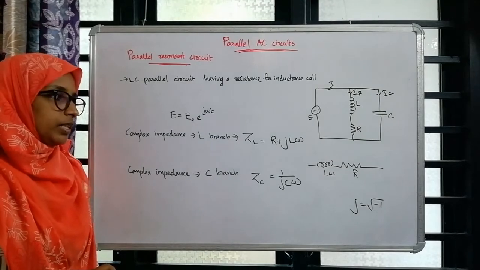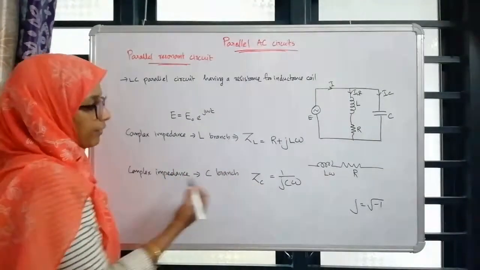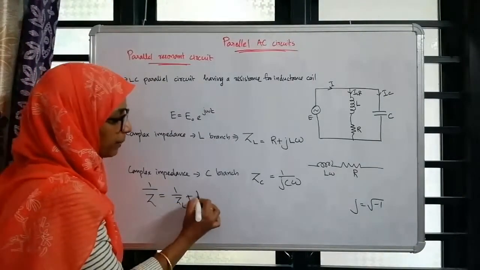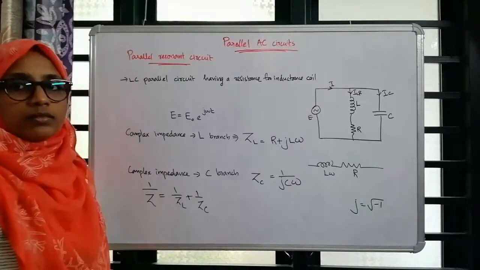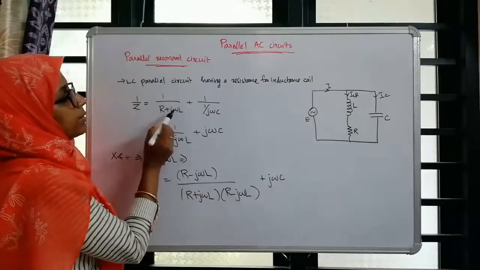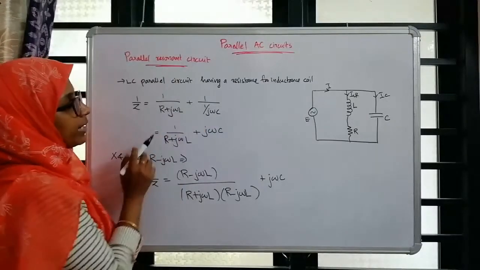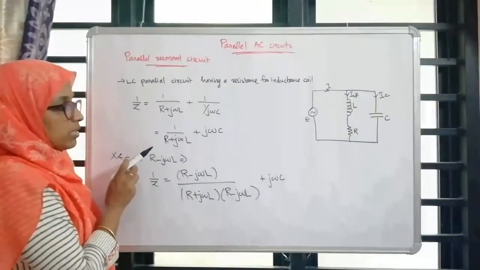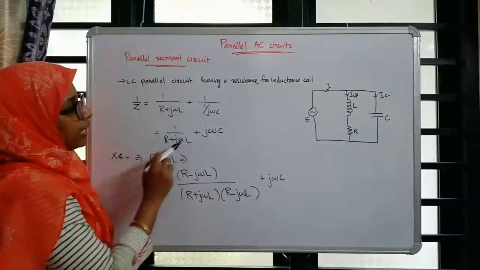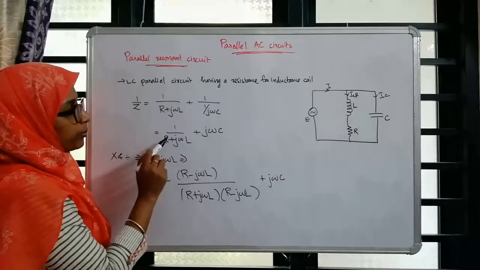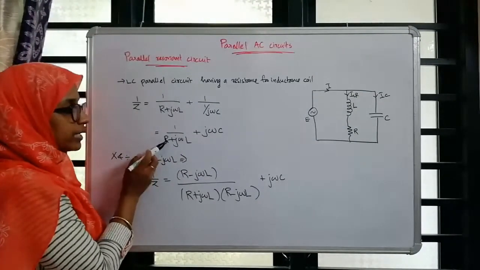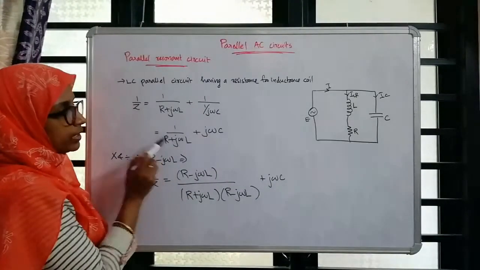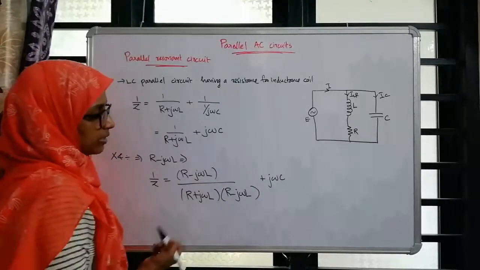Okay. Now, if we need to find the effective impedance, 1 by Z is equal to 1 by ZL plus 1 by ZC. This 1 by Z is equal to 1 by R plus j omega L plus 1 by j omega C, which can be written as 1 by R plus j omega L plus j omega C. So, I need to separate the real and imaginary parts of this term. So, I am going to multiply and divide with the complex conjugate of this term, that is R minus j omega L, into and divided by the first term plus j omega C.